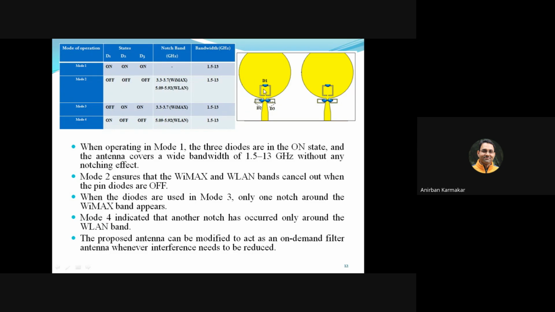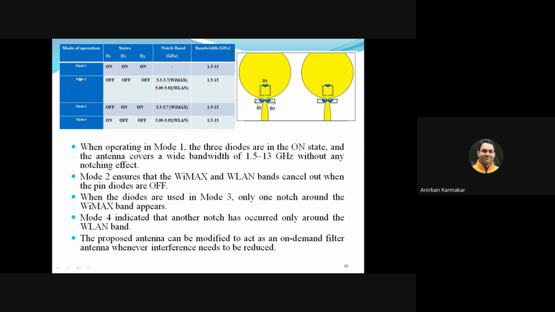So I'm repeating again, when all the diodes are switched on, these notch structures will be short-circuited and will be deactivated, and they will not provide any kind of notching mechanism to the antenna. So the antenna will have full range of its bandwidth, that is 1.5 to 13 GHz.